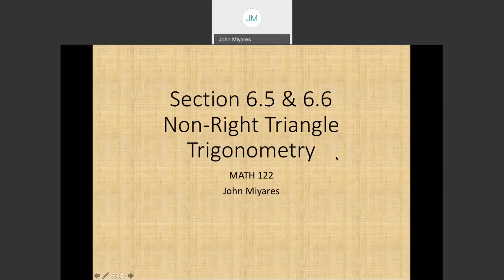There's two sections to be covered here, and they cover two main ideas that are intertwined but take different approaches. The first thing we'll do is talk about finding the area of a triangle, and then we're going to talk about solving triangles that are not right triangles.